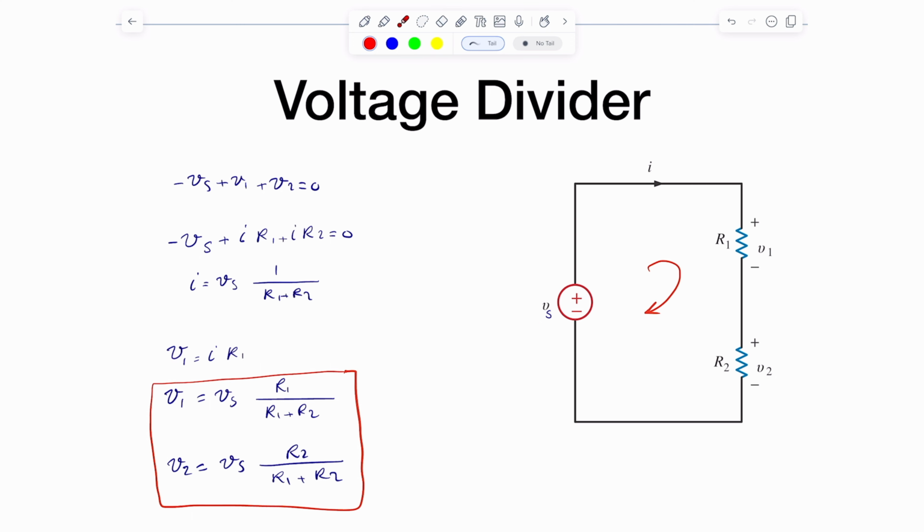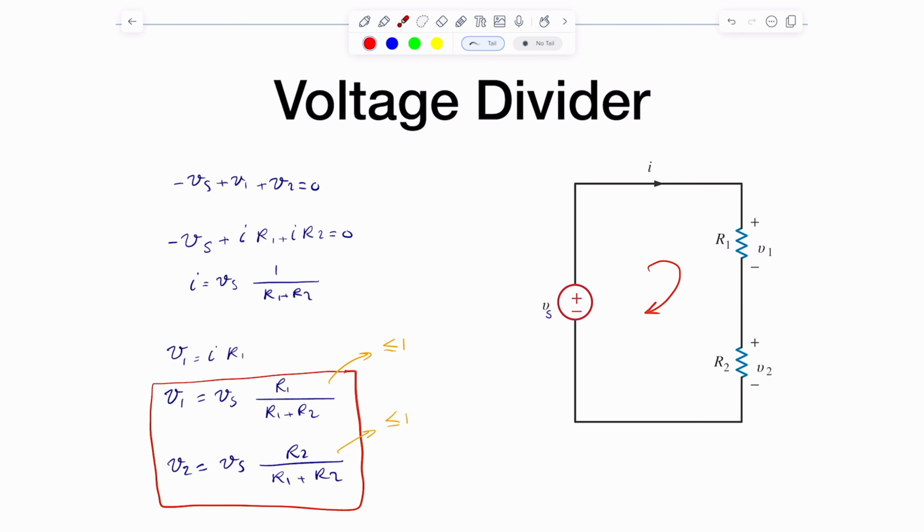What it really tells me is R1 is definitely smaller than R1 plus R2. At least, we can say that this fraction is less than or equal to 1. Of course, if it's equal to 1, that means R2 is 0, which defeats the purpose anyway. We're not interested in that. Similarly, this one here is also less than or equal to 1. So in both cases, we'll see that V1 is a fraction of Vs, and V2 is a fraction of Vs.